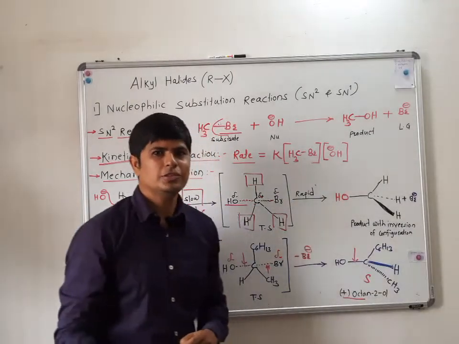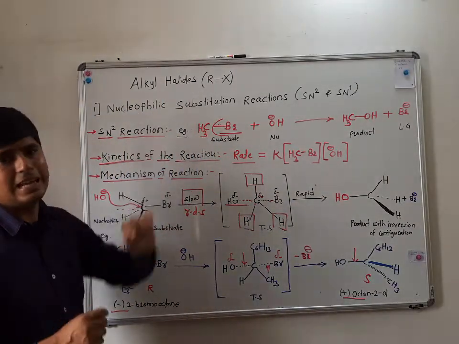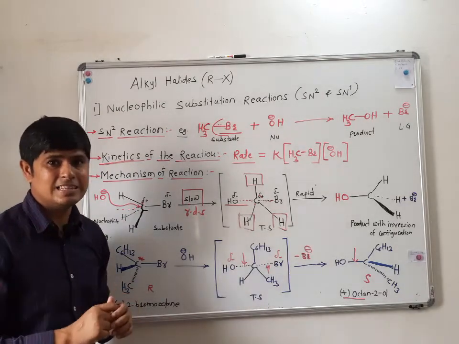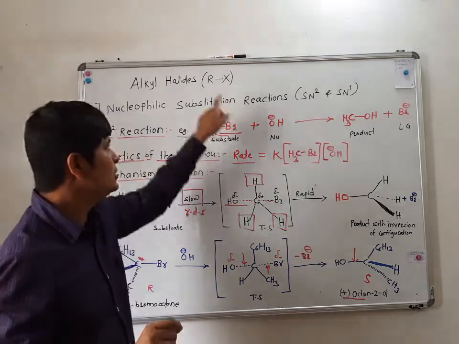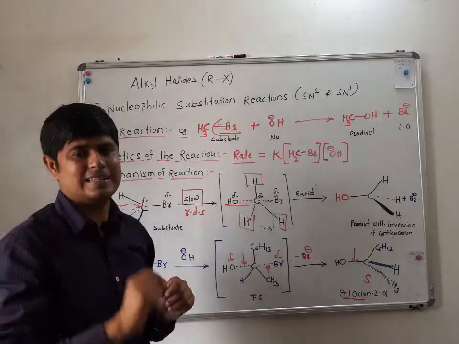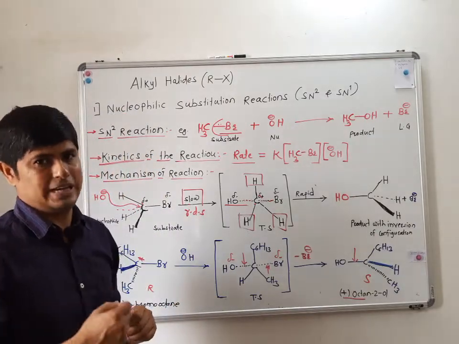Hello, good morning students. Here we will see alkyl halides. What are alkyl halides? Alkyl halides are compounds having the general formula RX. R is an alkyl group while X is a halogen atom.